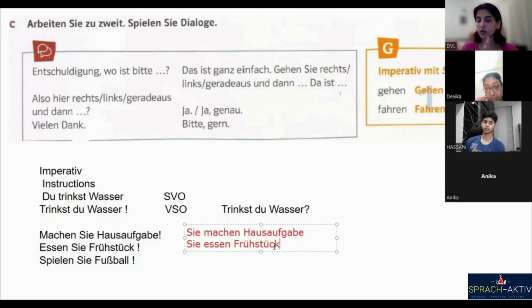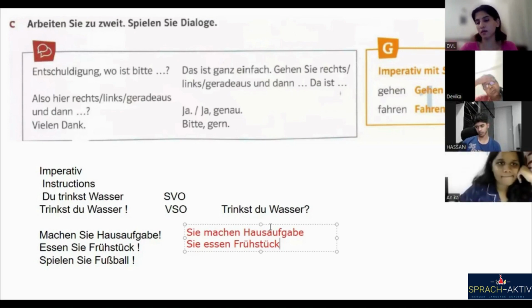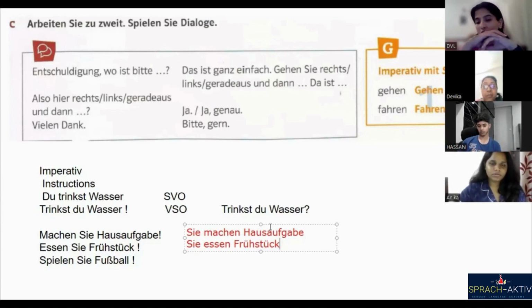Now, yes. Another thing which we did not discuss yesterday. Sabko abhi tak samajh aa gaya? Ye to normal sentence formation hai. Subject, verb, object. Right? Now tell me, instructions aap kis ko dete ho? Who all will you give instructions? Out of the pronomens, think of the pronomens. Ich, du, er, sie, wir, ihr, Sie. Inme se batao, instructions kis ko doge?